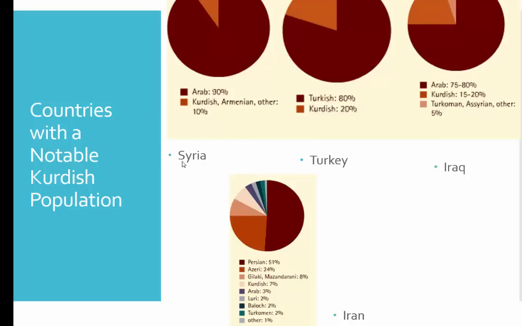In the country of Syria, 90% of the country is ethnically Arab, and about 10% of the country is Kurdish, Armenian, and people of other ethnicities. A large part of this 10%, however, is Kurdish. In Turkey, the percentage is higher. About 20% of the population of Turkey is Kurdish. In the country of Iraq, the population of Kurds is 15 to 20%, and in the country of Iran, the Kurds are close to 7%.